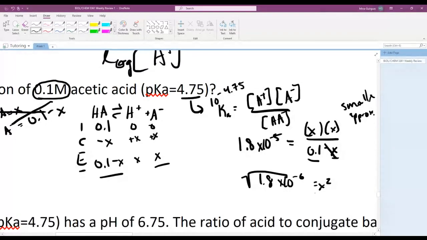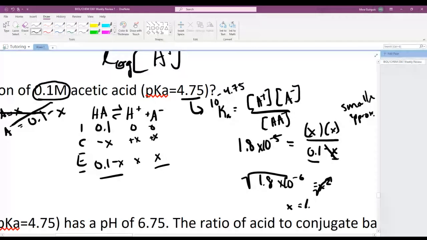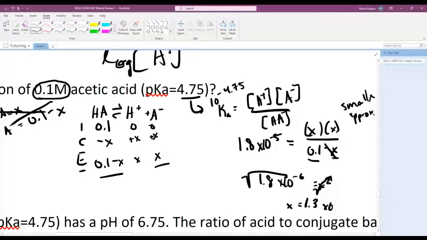We take the square root of each. And we get x equals, I wrote it down over here, about 1.3 times 10 to the negative third. I apologize, I'm still getting used to this, guys. And that's molar.